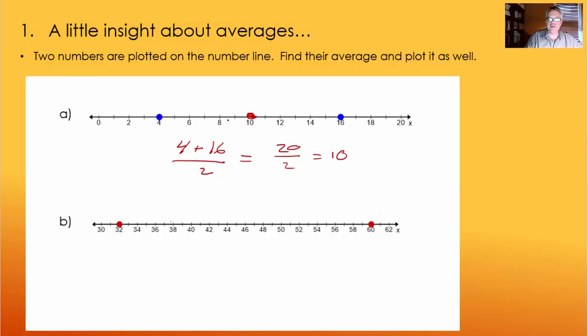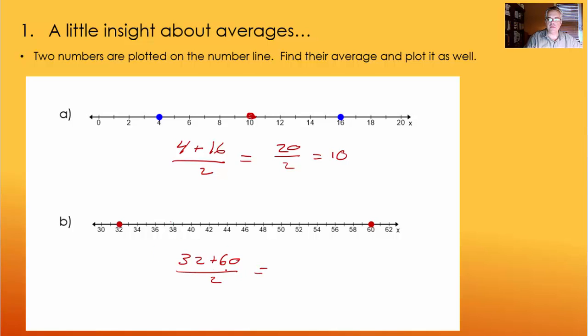And when we plot the average of the two numbers, we see that we get the point that's exactly halfway in the middle. So if I want to know the number that's halfway in between 4 and 16, I can just take the average. Okay, got kind of bigger numbers here. So same thing, we're going to find the average and plot it. So we're going to do 32 plus 60 and divide that by 2.